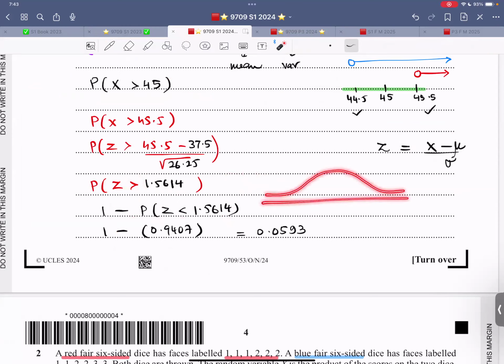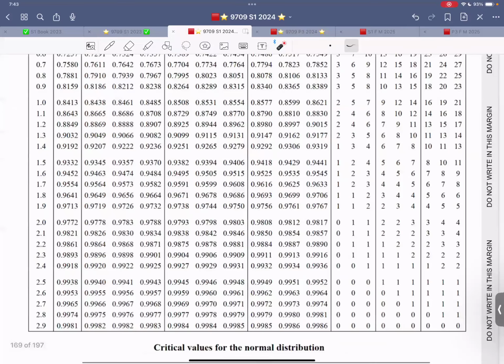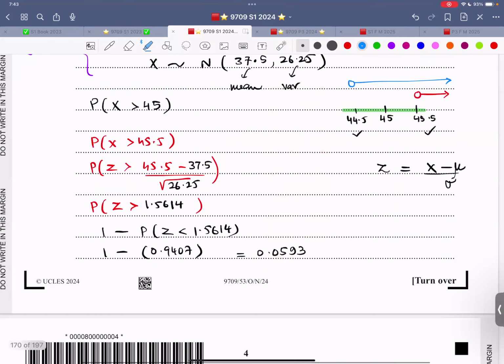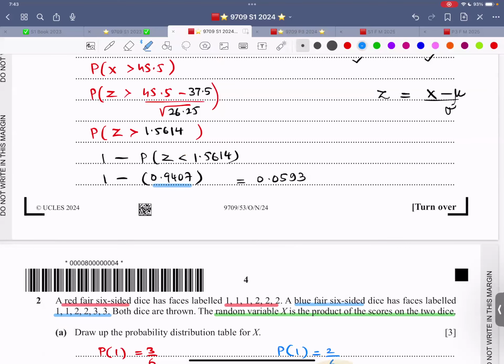There is no need of drawing a diagram. So this is 1.5614, and we are looking for this value. The table gives us this value. So 1.561. Let me go to this table. 1.5, that is 1.5. And then 6, that is over here, and then 1 over here. So the 6 is taken, this 1.5 is taken, this 1 is taken, that is over here. So 9406 plus 1, 9407, 1.561. So that is 9407. That is all good, all clear.